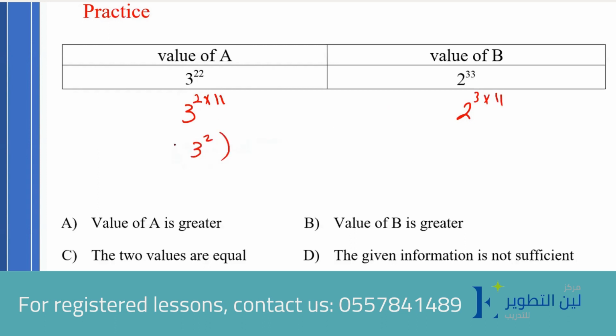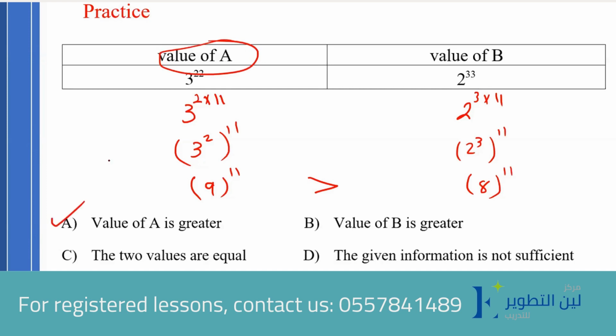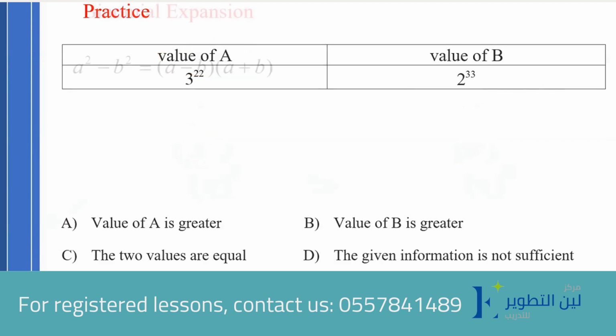So this is 2 squared to the 11, and this is 2 to the third to the 11. And now this is nothing, just 9 to the 11, and this is 8 to the 11. And since this is bigger, this is bigger. A. Okay? Great. Thank you. So let's just move to a different one.